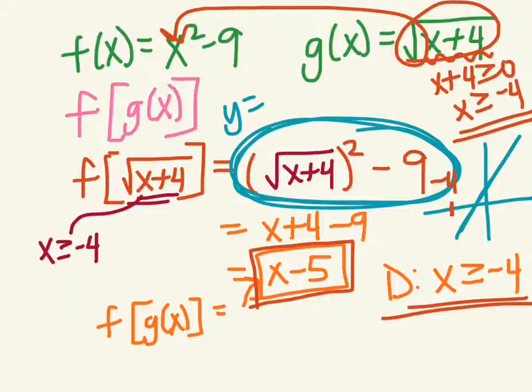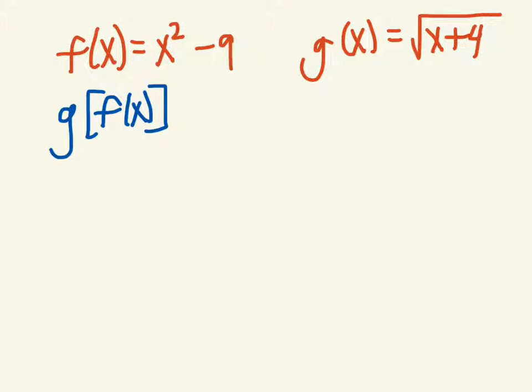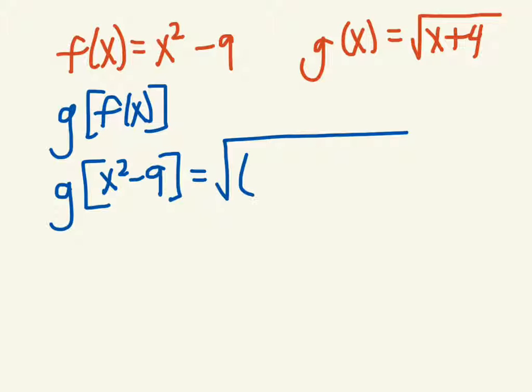Let's do one more. So for this one, we're going to use the exact same two functions that we did as the last one, but we're going to flip it. Instead of finding f of g of x, we're going to do the opposite, g of f of x. So I'm not going to start by plugging in a number. I'm going to start by plugging in the entire f function, so x squared minus 9. If you look over to what g was, it was the square root of x plus 4, but we know x is going to be replaced by something else.